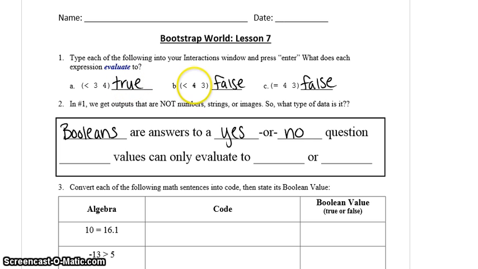Letter B, we're really asking the computer, is 4 less than 3? Since the answer is no, that returns false. And in letter C, we're asking the computer, is 4 equal to 3? Since the answer is no, that's a false. So Booleans are answers to a yes or no question. But there's only 2 things a Boolean can be. Boolean values can only evaluate to true or false. It's either one or the other. There are no other options for a Boolean.